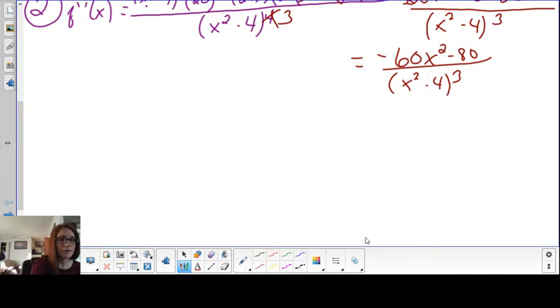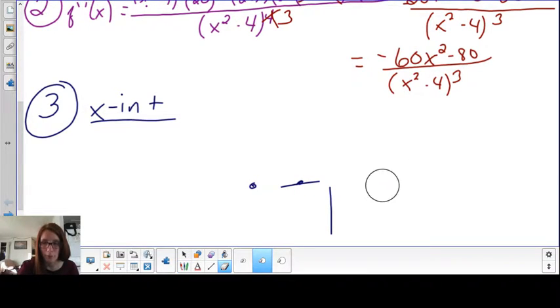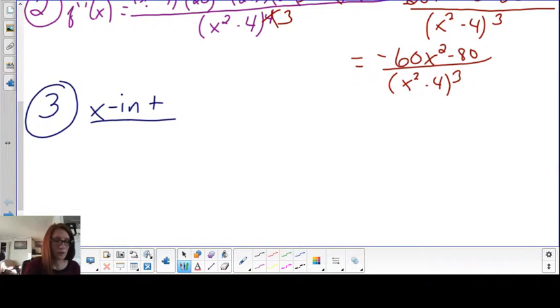Step number 3 is my x-intercept. Now think about a graph for a second. I'm going to draw this off to the side. X-intercepts are points on the graph at which my y is equal to 0. So I'm going to take my original and set it equal to 0.